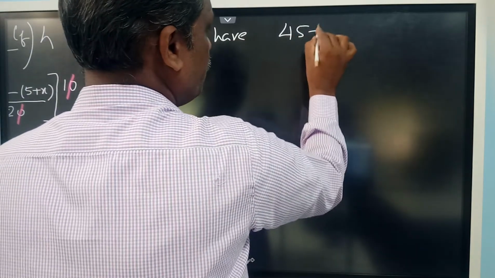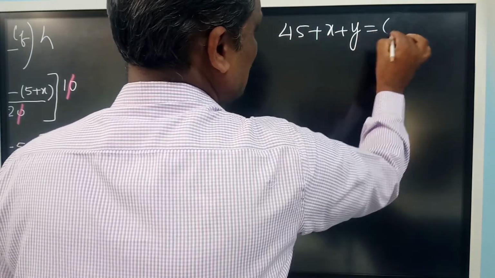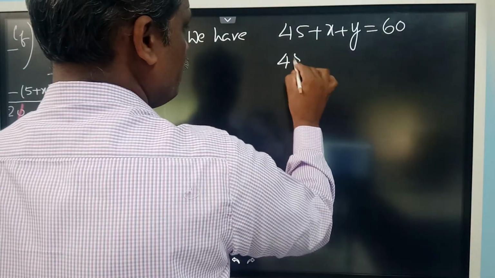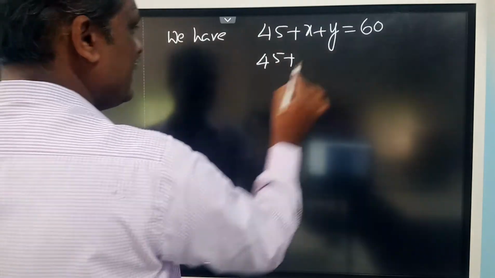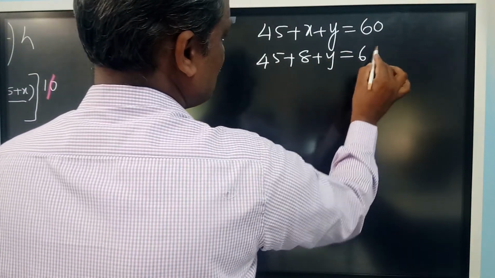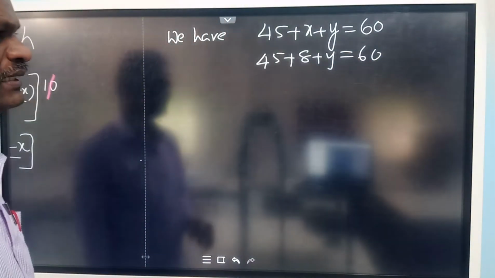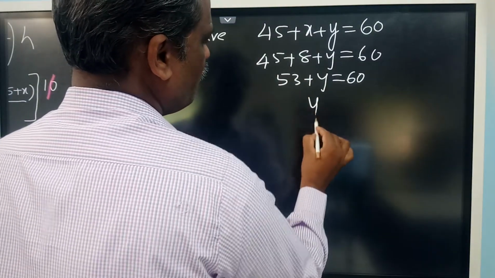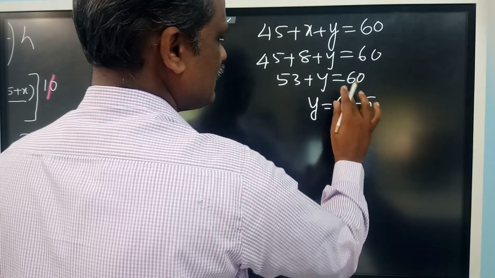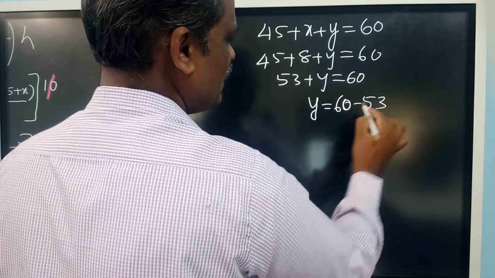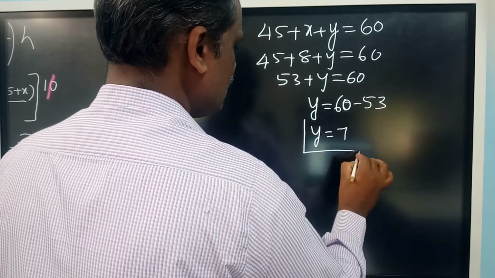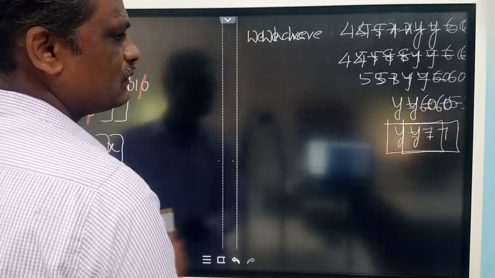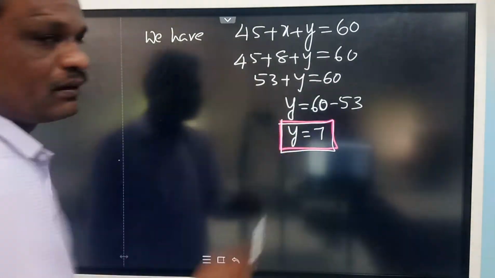We have 45 plus x plus y is equal to 60. Now the x value we calculated is 8, so 45 plus 8 plus y is equal to 60. 45 plus 8 is 53. 53 plus y is equal to 60, so y is equal to 60 minus 53, y is equal to 7. So these are the two missing frequencies we found: x is equal to 8 and y is equal to 7.